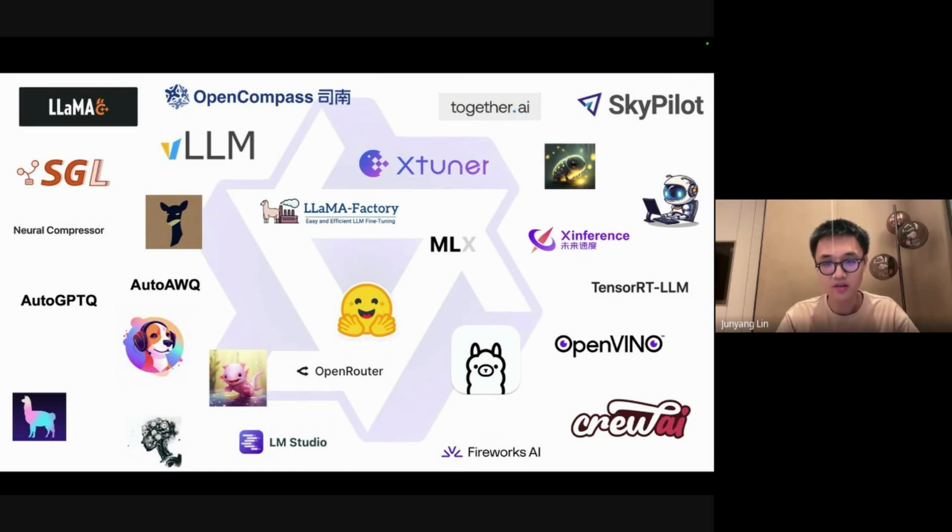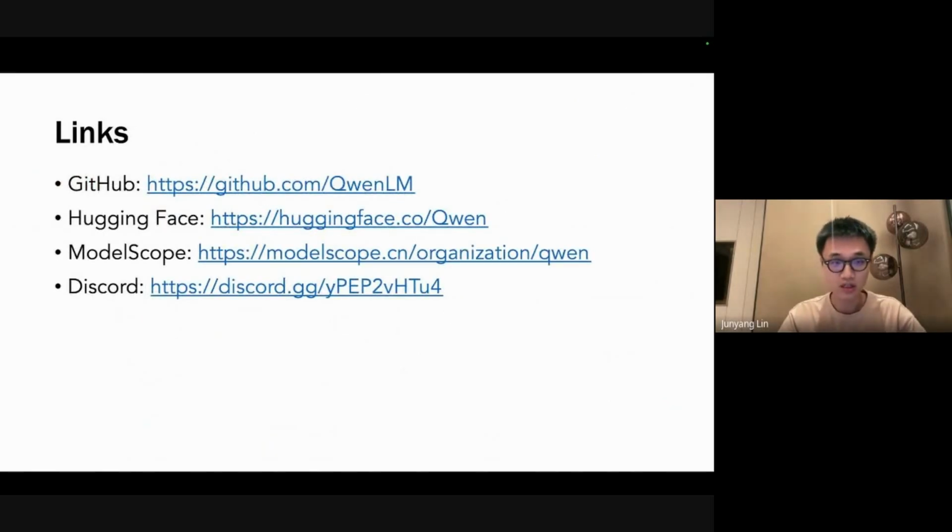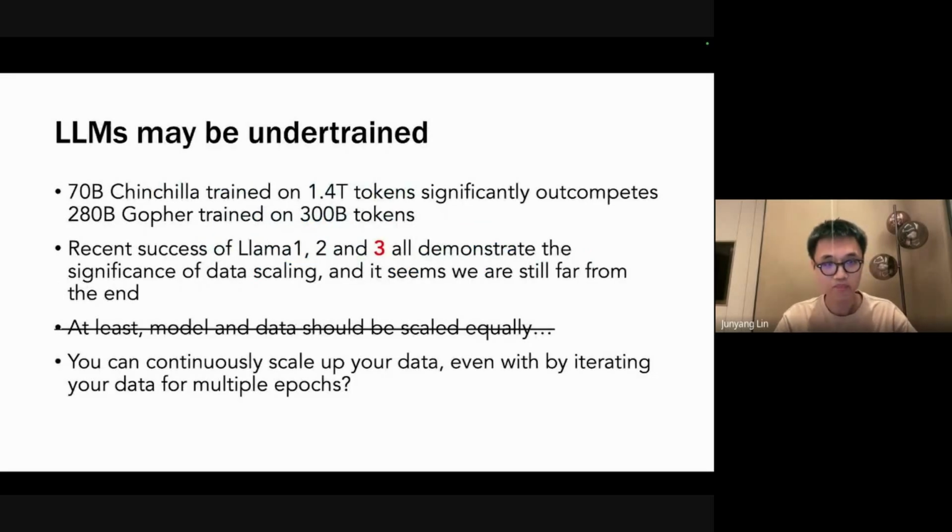And for the API, it is now supported by Together AI and Fireworks. Yeah, these are some of the things we are connected with. So if you are interested in our stuff, you can check our GitHub, Hugging Face, and also ModelScope. If you are in mainland China, you can visit ModelScope. Yeah. So for the next part, I will introduce some more details about our training of the model.